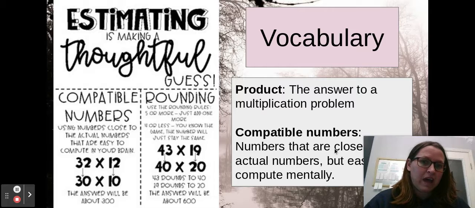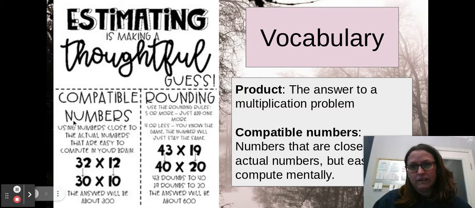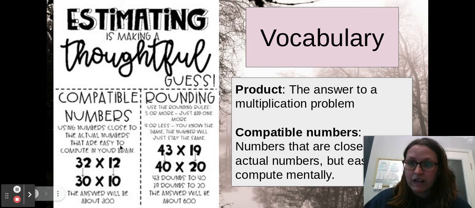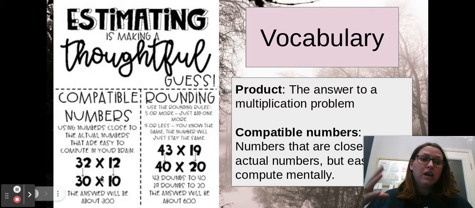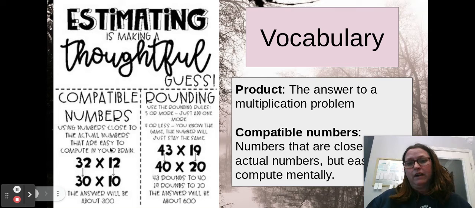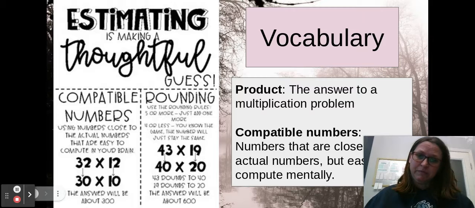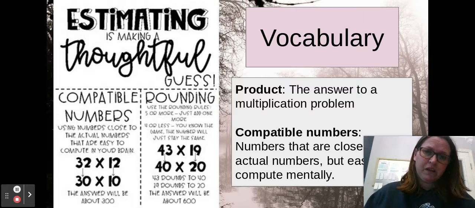The next one is compatible numbers, and compatible numbers are close to the actual numbers, but they are easier to compute mentally. So if you look at this anchor chart over here, compatible numbers use numbers that are close to the actual numbers that are easy to compute in your brain, because it's easier to estimate when you're doing mental math. So if I have 32, I'm going to round it to 30. And if I have 12, I'm going to round it to 10. And 30 times 10 would give me 300.